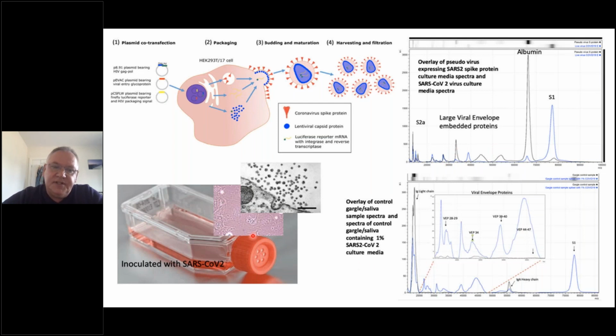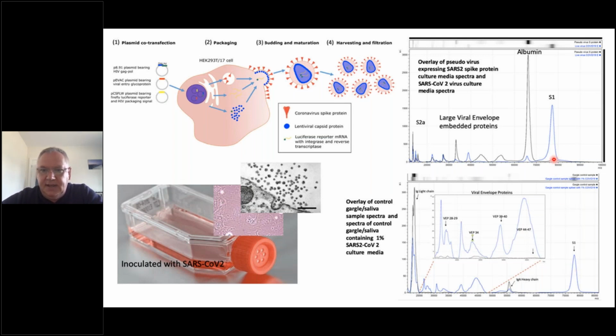We then moved on to live virus. So we were getting the Wuhan isolate and the isolate from the UK. These were being grown on cells, and we started to play with that. We would take the culture media, not the cells, just the culture media where the viral particles were being shed into. We could spike it into gargle samples, and yes, we could see the S1 protein in particular.